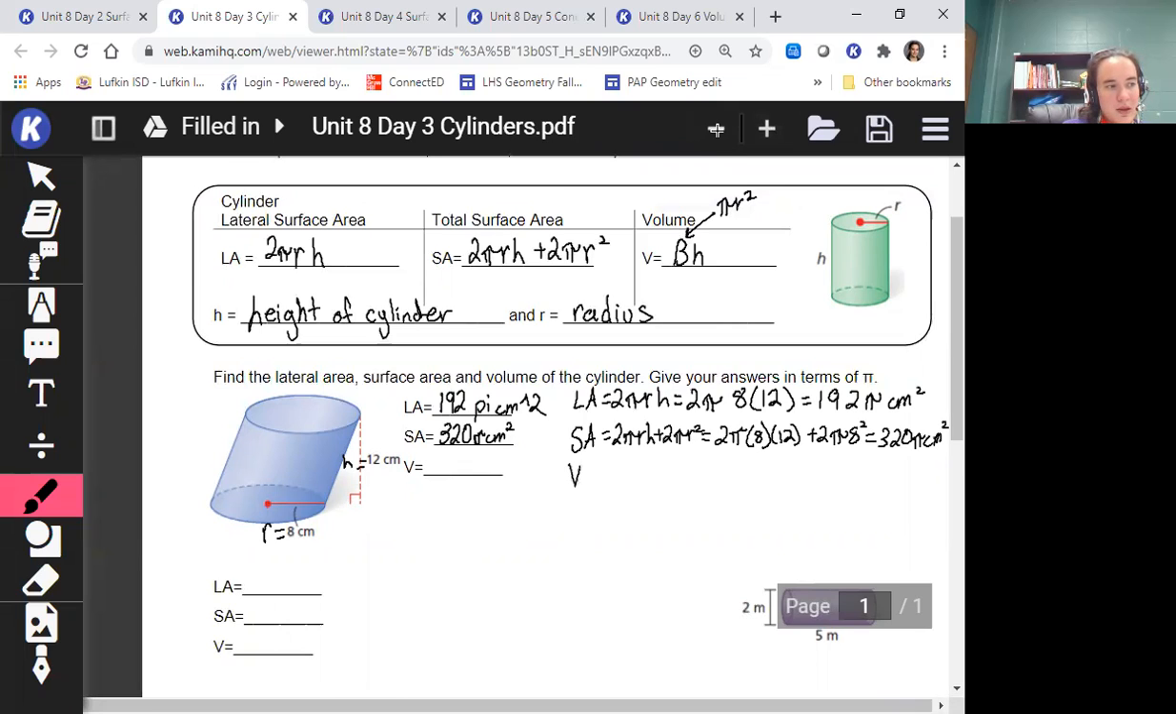And then we're looking at volume. Our formula for volume is area of our base times our height. And remember that the formula for area of this base is pi r squared. So pi r squared times our height. So pi times our radius, which is 8 squared, times our height, which is 12. So we do 8 squared times 12. And that gets us 768 pi centimeters cubed.